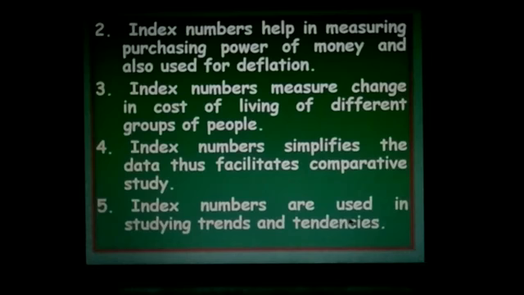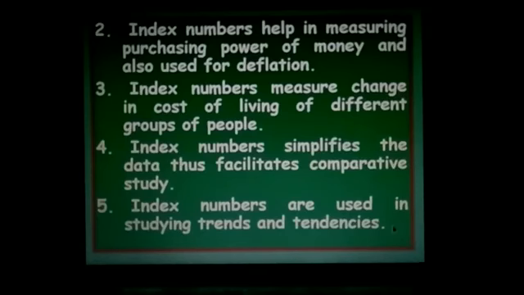Next, index numbers are used in studying trends and tendencies. Trends and tendencies are nothing but ongoing trends and tendencies. That way we will be speaking most of the time. This is nowadays' trend. That way we will speak. Nowadays' trend is nothing but wearing a mask, isn't it? Using sanitizer. That is in trend now. That way, index numbers are used in studying trends and tendencies.